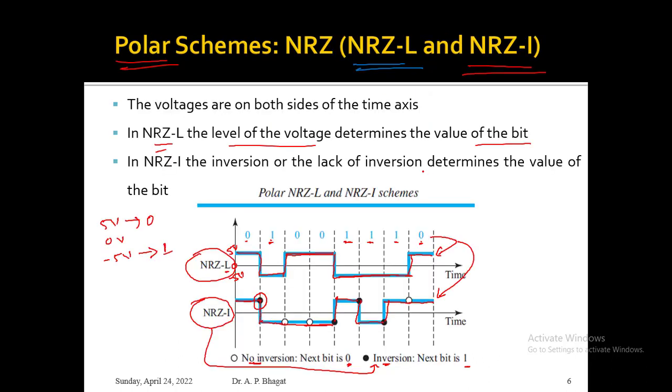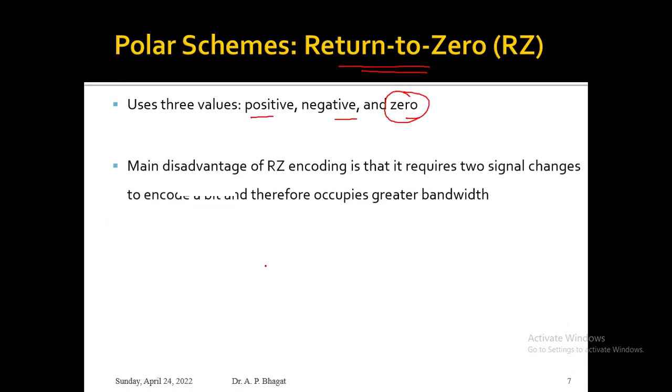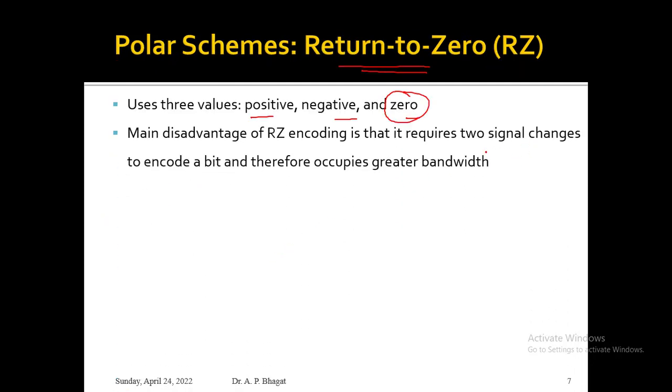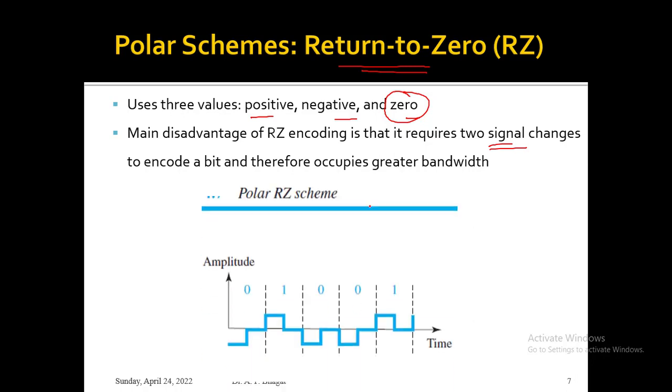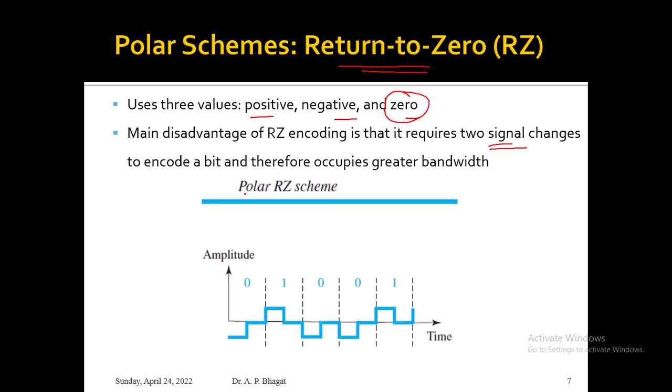As you can observe in the previous diagrams, a single bit has been represented using a single signal component. But in the case of the RZ scheme, you require two signal changes. So let's see how those two signal changes will be required. Here you can see the polar return to 0 scheme has been utilized. Your digital data is 0 1 0 0 1.